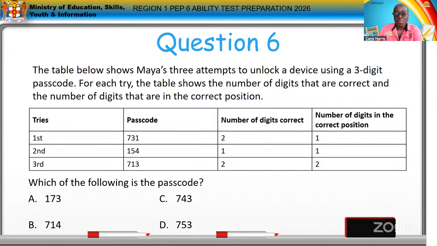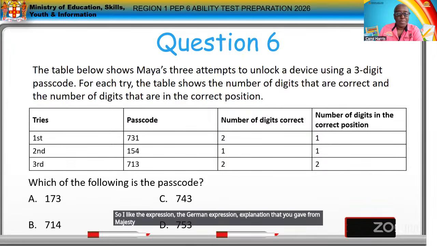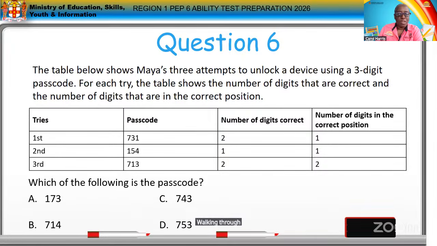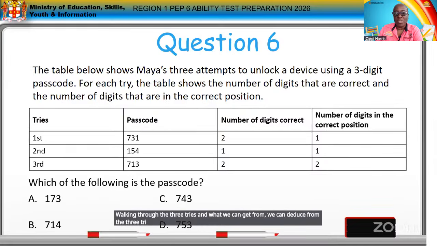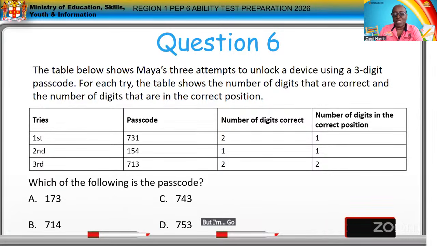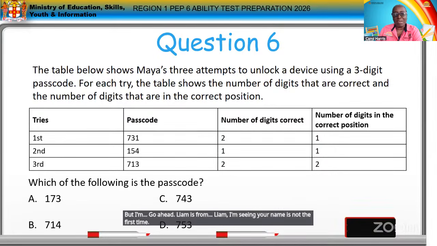So I like the explanation that you gave, walking through the 3 tries and what we can deduce from the 3 tries. That is good. I wanted to hear even one person tell me why 173 is not a good option. But go ahead, Liam. Liam is from which school?